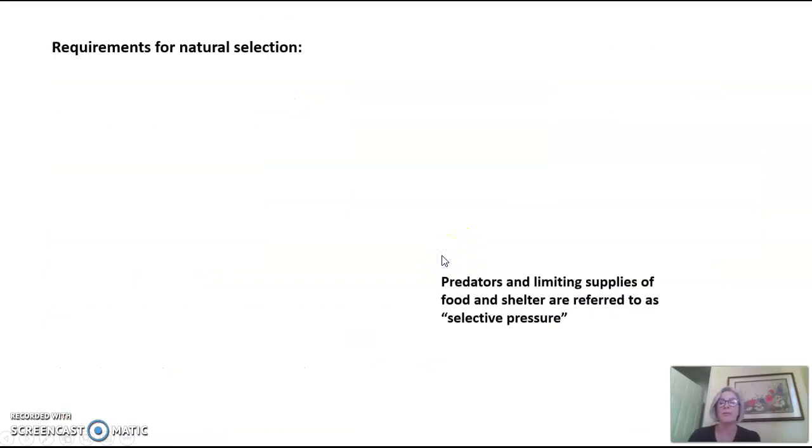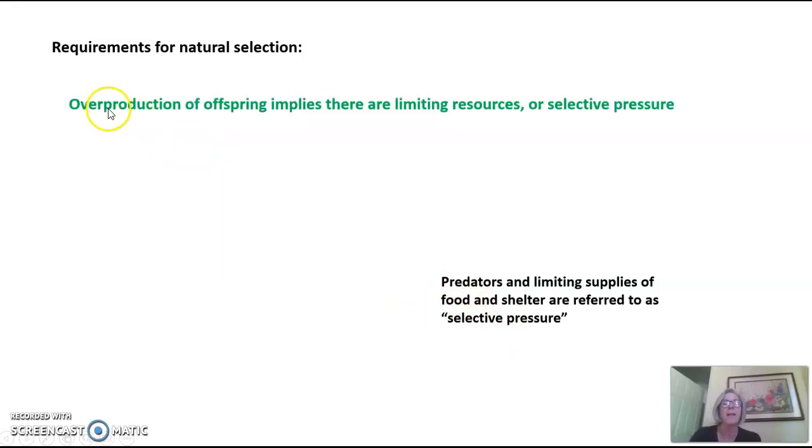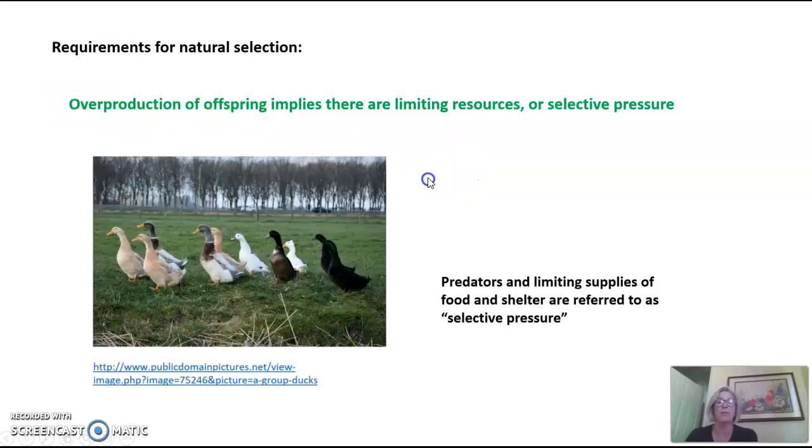What are the requirements for natural selection? Well, the requirements are for something called selective pressure, and predators and limiting supplies of food and shelter are referred to as selective pressure. If there's overproduction of offspring, that implies that there are limiting resources or selective pressure.